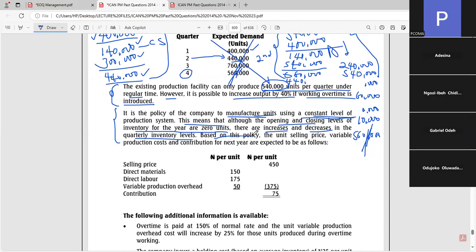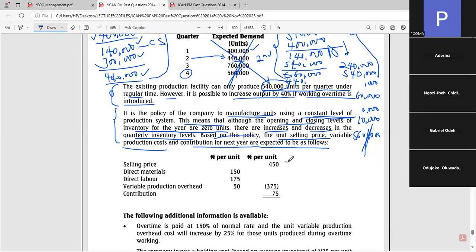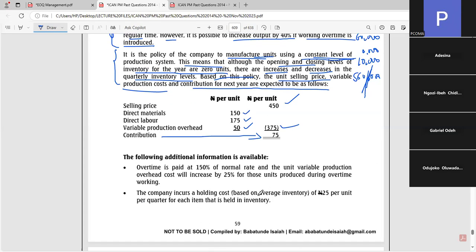Now, based on this policy, based on which policy? The policy that we are going to be producing 540 units every quarter. The unit selling price and variable production cost and contribution for the next year is expected to be what? These are selling price. These are our direct material cost, direct labor cost, variable production cost. These are our total variable cost. That gives us our contribution. That one is easy. They now told us that the following additional information is available.